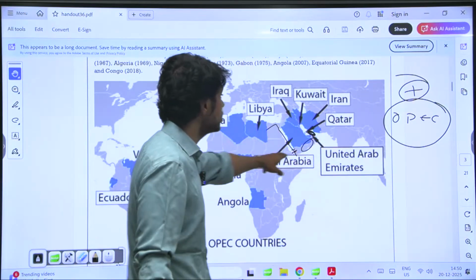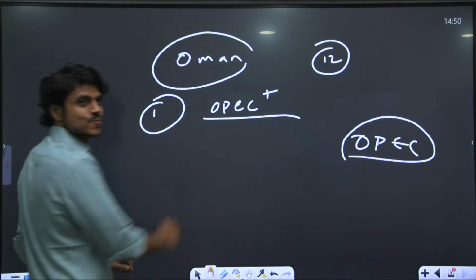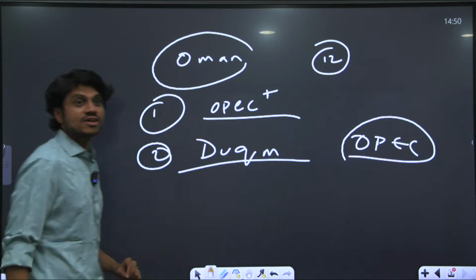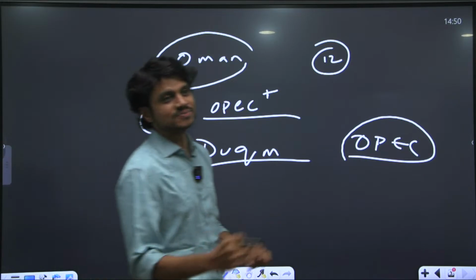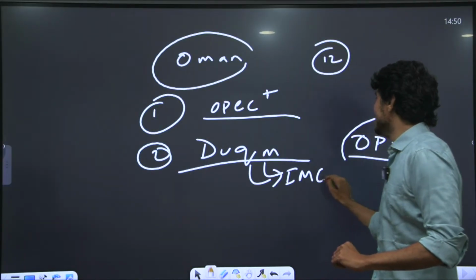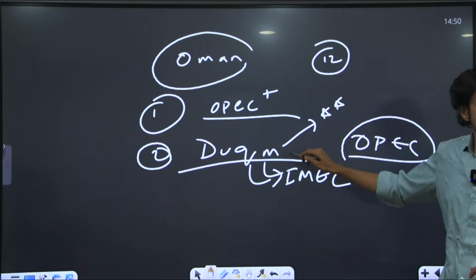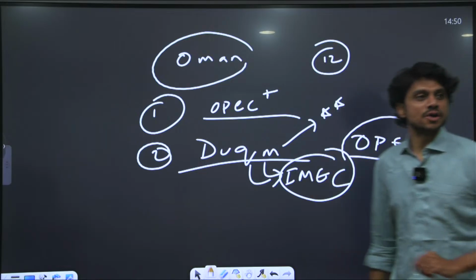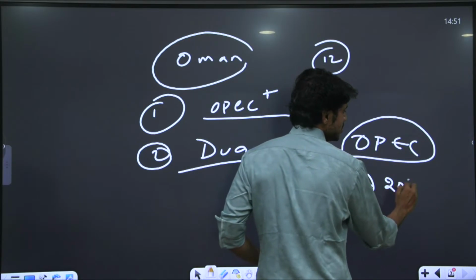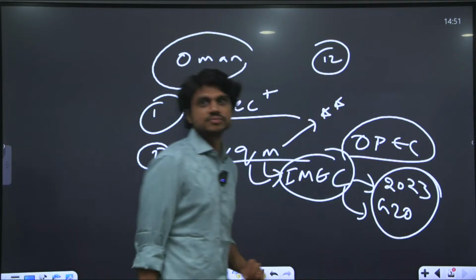Then I told you about one important port of Oman. What is that port? Yes, Duqm port. This is important for which corridor that we are building? India's Middle East corridor. This is a very important port that is helpful for us to develop the Middle East corridor. This Middle East corridor was announced during which year? 2023 G20 summit. India announced this.